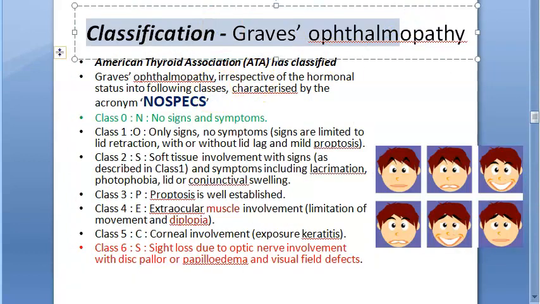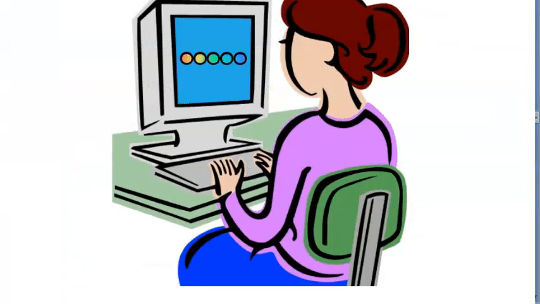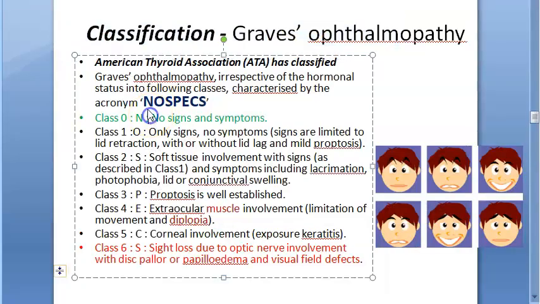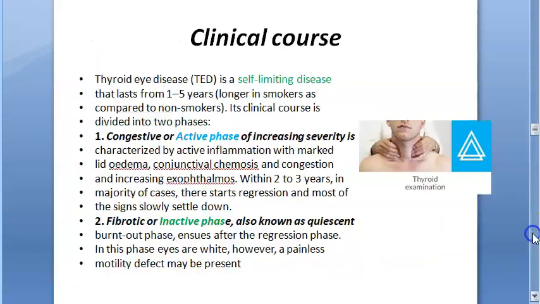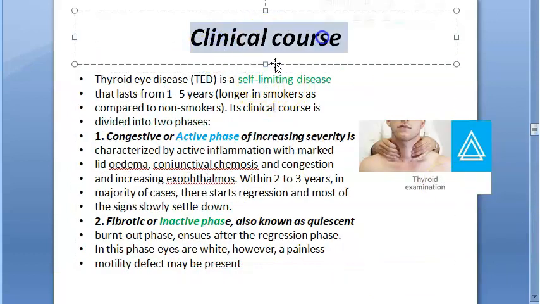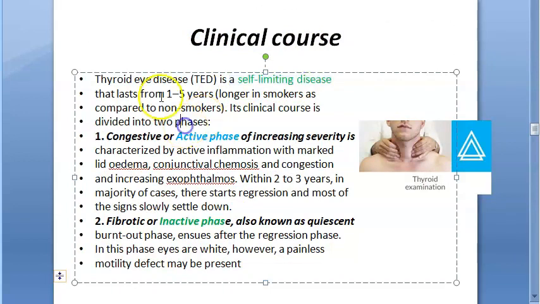There is a classification, guys. We are revising, so please pay attention here. Initially no signs and symptoms, then a lot of signs, then symptoms. Finally, there is optic nerve involvement, that is class 6. Clinical course: it is self-limiting. In smokers, it can be long running. There is an active phase and an inactive phase. The active phase becomes inactive because of some regression.